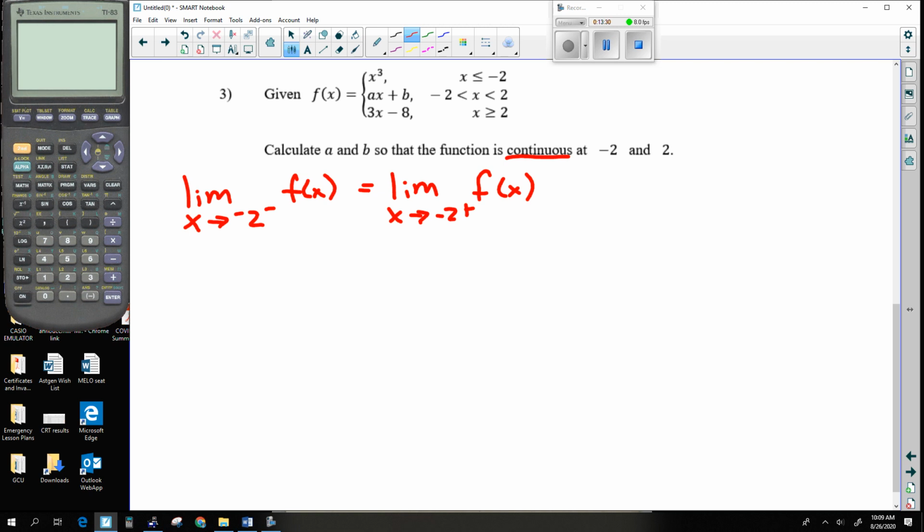What is the limit as x goes to negative 2 from the negative? So look at negative 2, but smaller than negative 2. So it's that very top equation. That implies that's negative 2 to the third. That's going to be equal to when x is a little bit bigger than negative 2. So that's that middle equation, and so that would be ax plus b. So right now, we just said negative 8 is equal to negative 2a plus b.